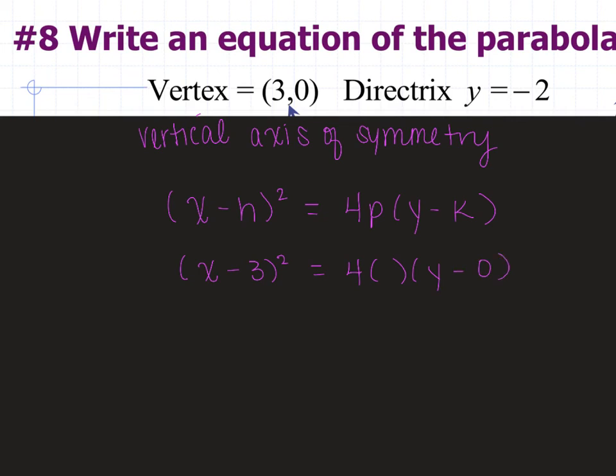And then our directrix. So remember, that's our horizontal line. That's so many units below our vertex. So if you think about it, going from 0 to -2, that means that our p-value is 2 because it was 2 units away from 0. So we get that from our directrix. Now the only thing that you would have to do is to clean this up a little bit. So you have x minus 3 squared equals 8y, and that would be in your final form. So for this, remember the directrix, that's telling you how many units below your vertex. So if it's -2, that means we went 2 below 0, so our p-value is 2.